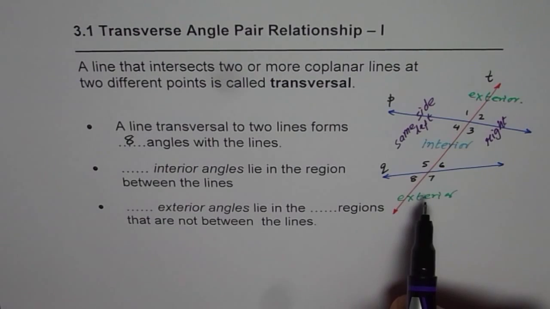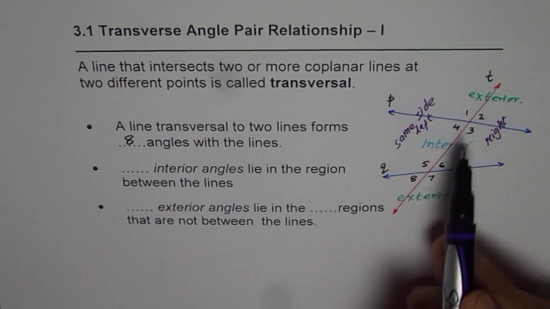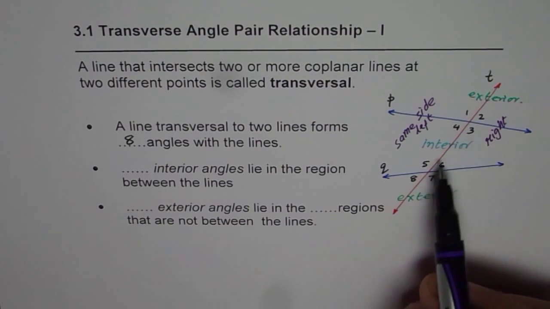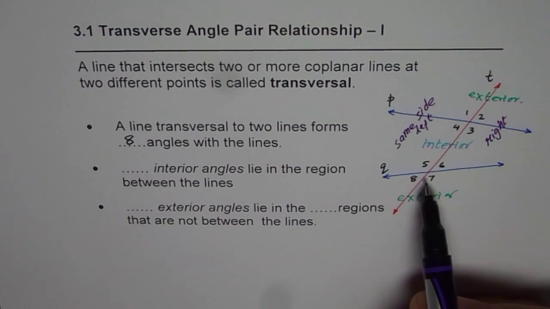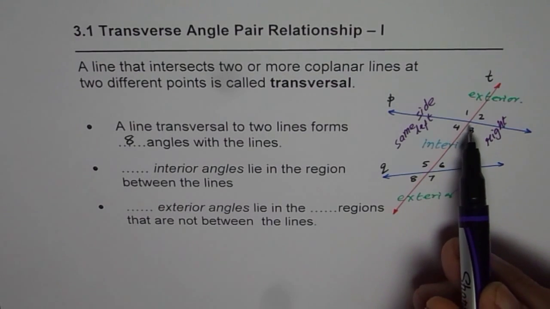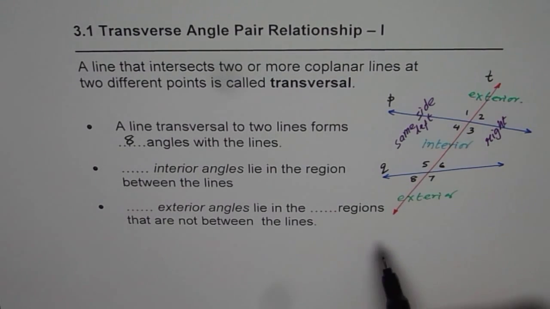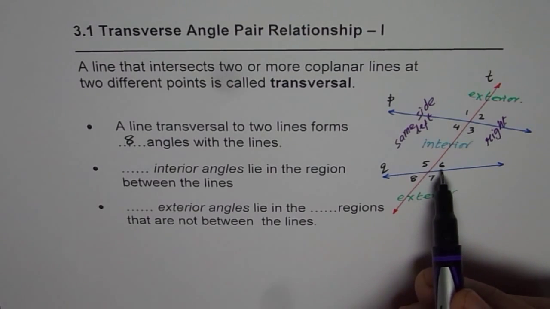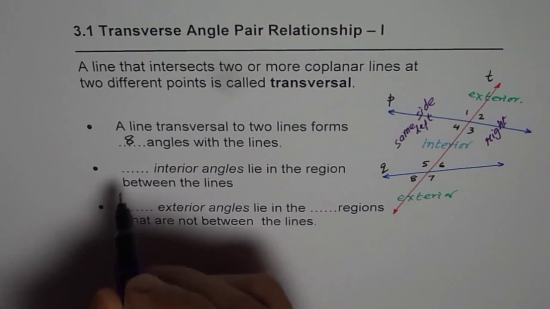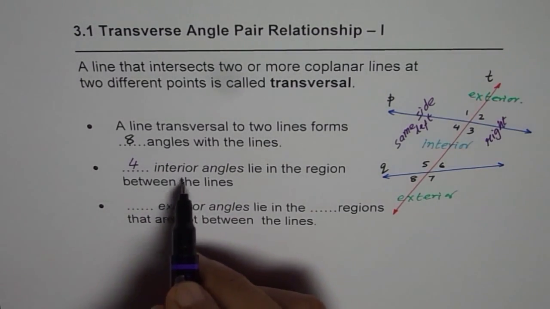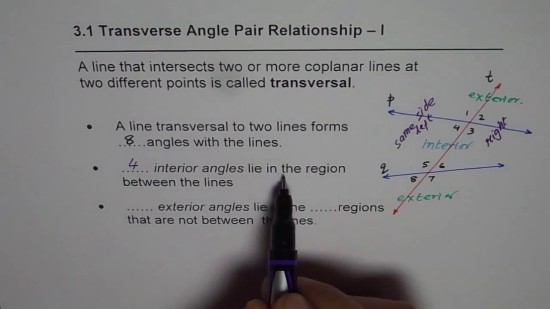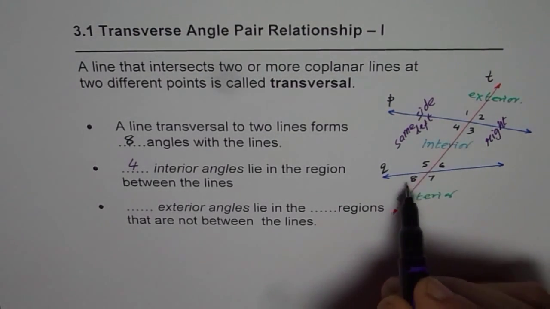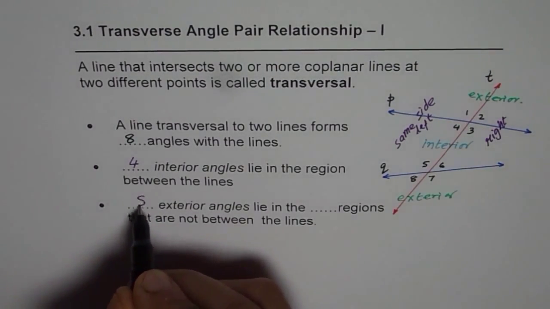So the first thing we understand is, if there are two lines and a transverse line cutting across at two different points, then they will form 8 angles, right? Out of these, can you name the interior angles? And how many are there? 1, 2, 3, 4. So there are 4 interior angles, and they lie in a region between the lines. So these are interior angles, and there are 4 exterior angles.